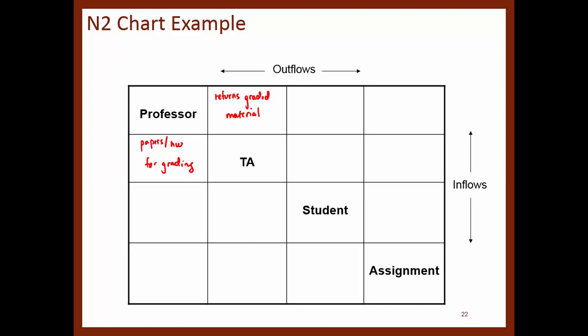But I can also see the relationship between the professor and the student. I can use this cell to describe that interaction. Let's just say lectures. Again, could be many other things, but just one example. So the professor lectures the student. The student, we can say, submits homework, or makes contact during office hours.